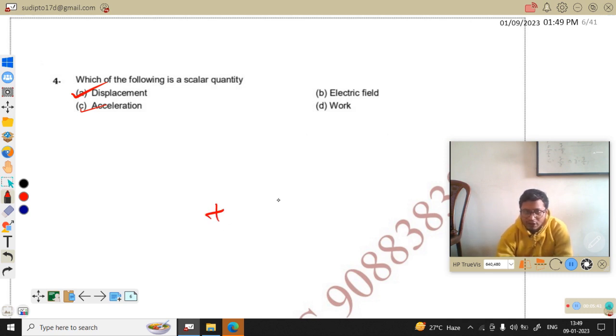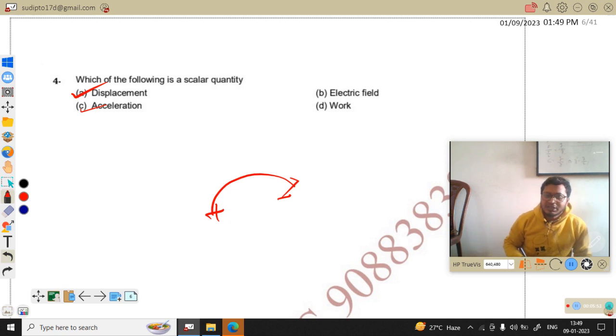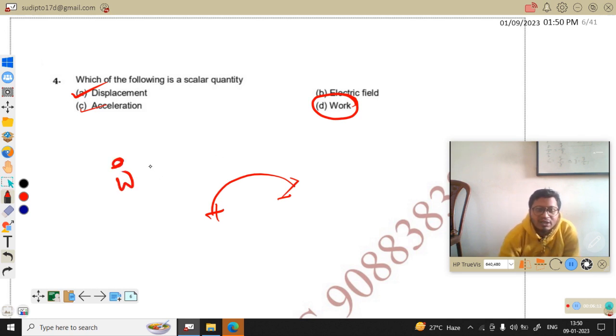Electric field is also a vector quantity. This is a plus sign and this is minus. The electric field is directed from positive to negative direction only, toward the negative charge. And the work done. Work done is a composition of vector quantities, but it is a scalar quantity. Clear? The work done is a composition of two physical quantities. Work done equals force and displacement.